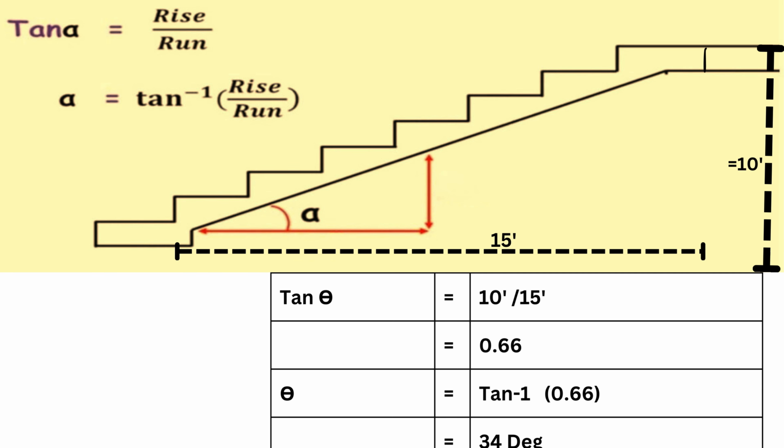Now we use tangent approach of perpendicular divided by base, so in this case perpendicular is 10 feet and our base is 15 feet. From here after solving we get tangent theta 0.66, from here we get theta as tangent inverse of 0.66, which is 34 degree, which is slope of stair.